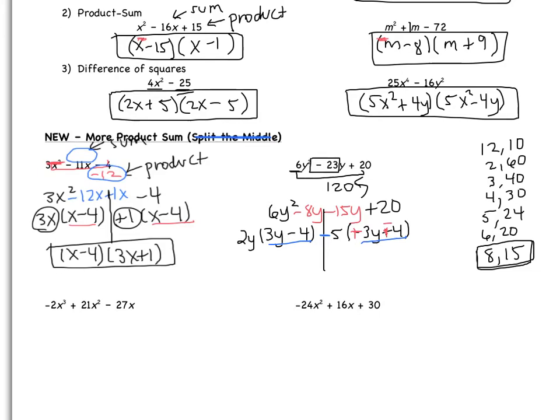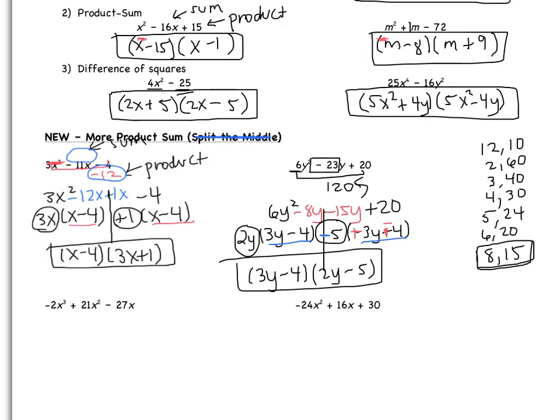Now my sets of parentheses match, so I'm going to rewrite that set, 3y subtract 4, and then I'm going to write what I factored out, which is the 2y subtract 5. So 2y subtract 5. And that is my final answer.